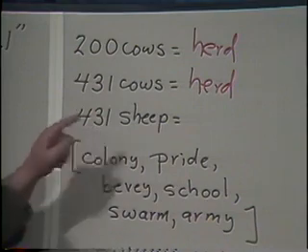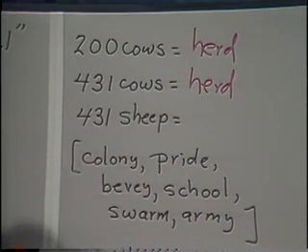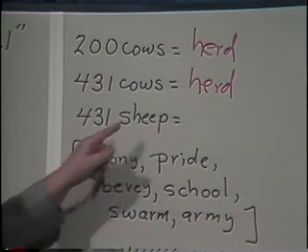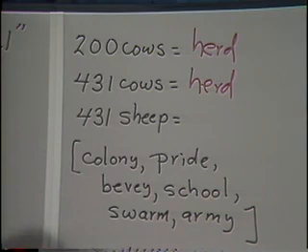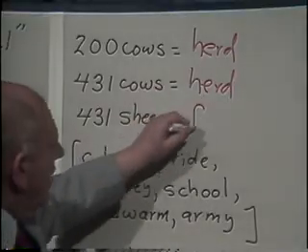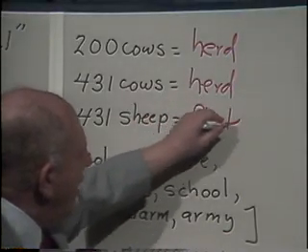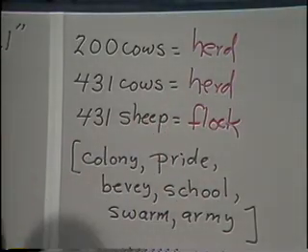Now, what if you have 431 sheep? You don't call that a herd because sheep don't look like cows. You call that a flock. You don't call the guy who takes care of them a sheep flocker, but that's another story.